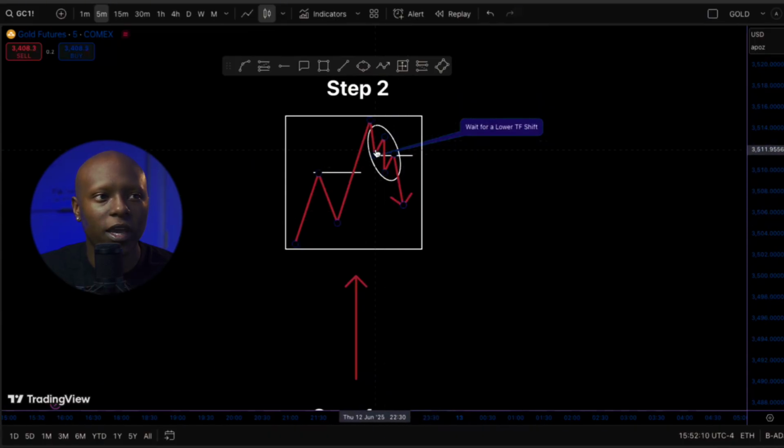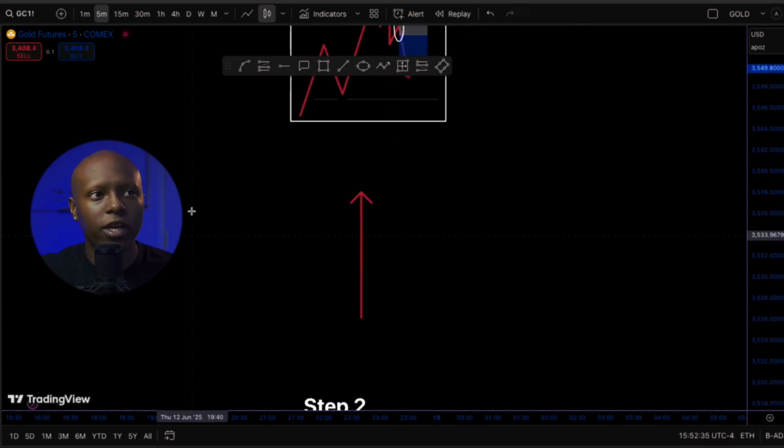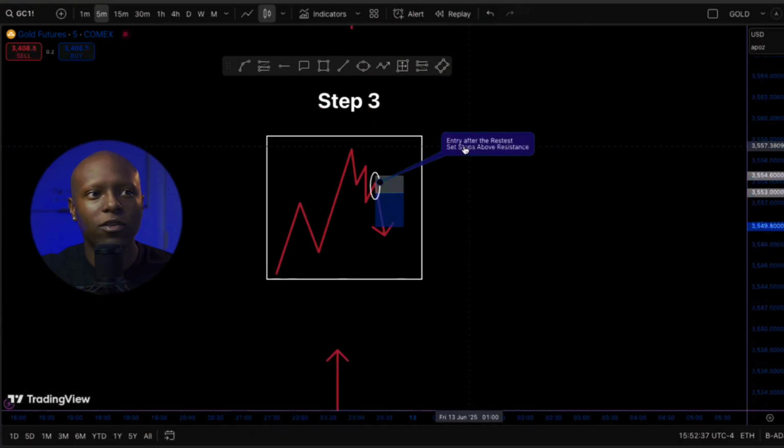We have to wait for that low to get broken. So price moves down, forms a high, and then breaks through that low, rejecting off of the high up here. That is an indication that we're entering our corrective structure, and price on the smaller time frame is flipping from creating higher highs and higher lows within this trend to now creating lower lows and lower highs, flipping this trend, right? So that is our step two. Step three is entering after the retest, and we'll set our stops above resistance.